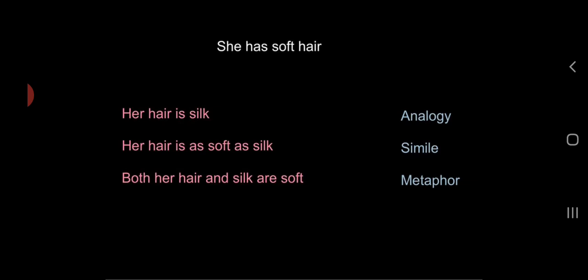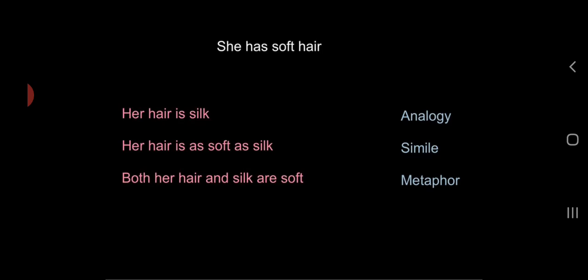She has soft hair. Okay, well, how soft? One thing could be soft to one person and not to another. So we can compare it to silk because we all know what silk feels like. Below, I have three similar sentences, all saying that the hair is soft. Can you pick which one is which? Pause it here to think about it and then hit play when you're ready to see the answers. So you're basically matching the pink ones to the blue ones.